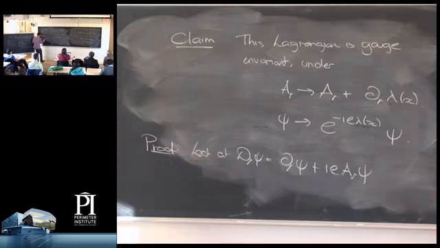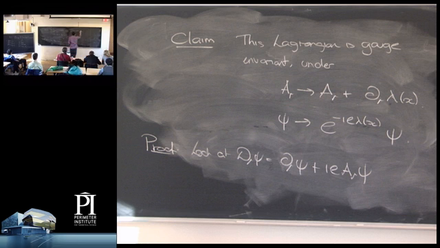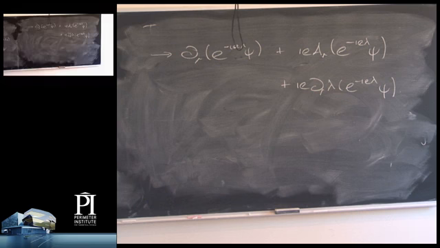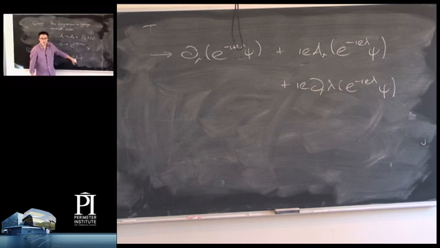So the proof of this is the following. Look at the covariant derivative and see how that transforms. Okay, so you get three terms. The first term is from psi transforming in this way. The second term is from psi transforming in this equation. And the third term is from a mu transforming in this equation.